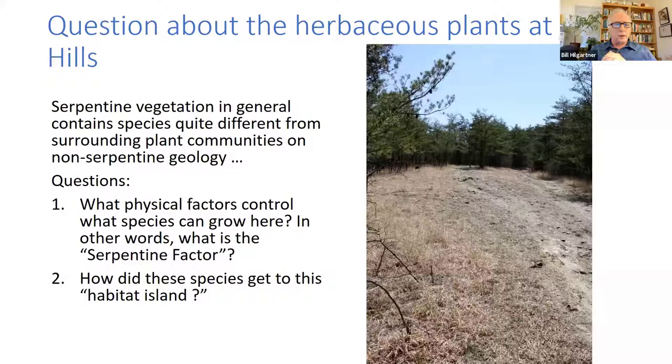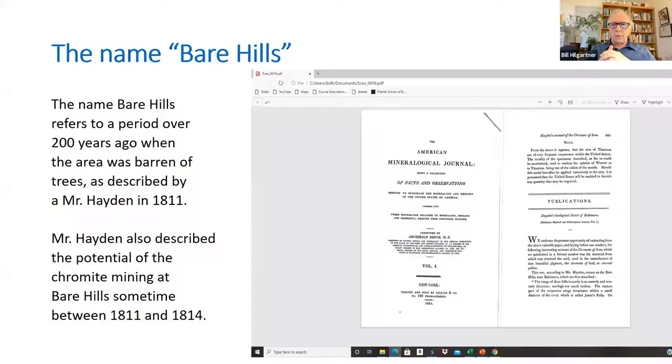The name Bare Hills, some may be curious about why it's called Bare Hills. It comes from an older name, probably over 200 years old at least. The area was actually described by a Mr. Hayden. I actually don't know his first name. It's in the American Mineralogical Journal from 1814, and Hayden also described the chromite mining that was beginning over there.